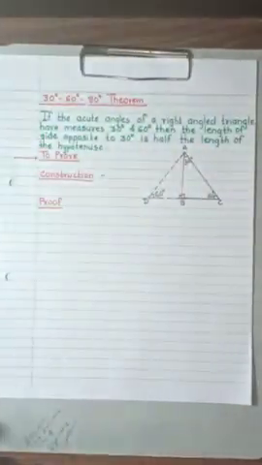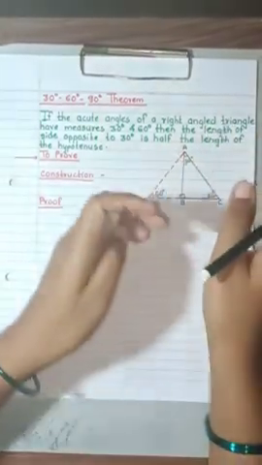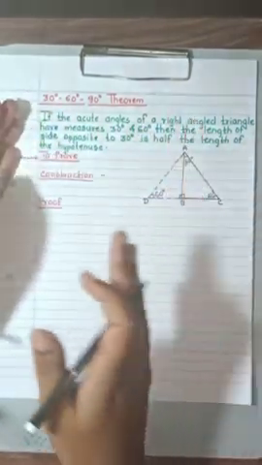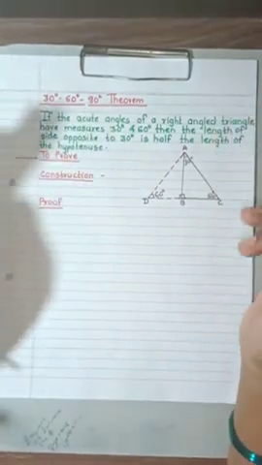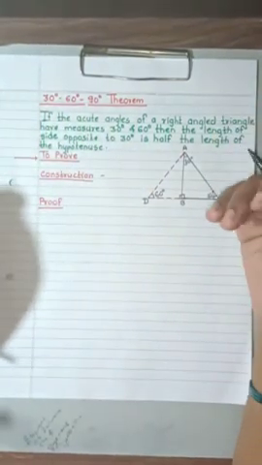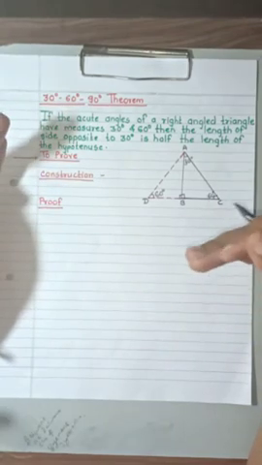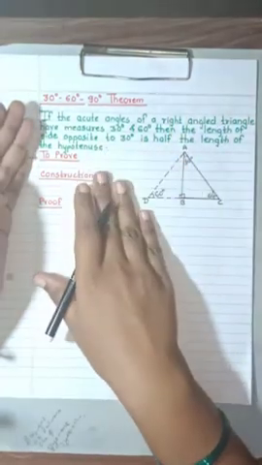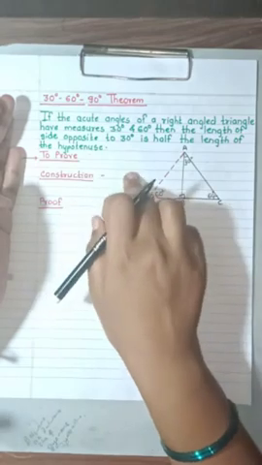Now we are going to study a very important theorem of this topic, that is the 30-60-90 theorem. Children, in your standard 9 textbook, they have divided this theorem into two parts. In one you prove that the side opposite to the 30 degree angle is half of the hypotenuse, and in the other that the side opposite to 60 degree is √3/2 of the hypotenuse. So this year you are going to study the 30-60-90 theorem in two parts.